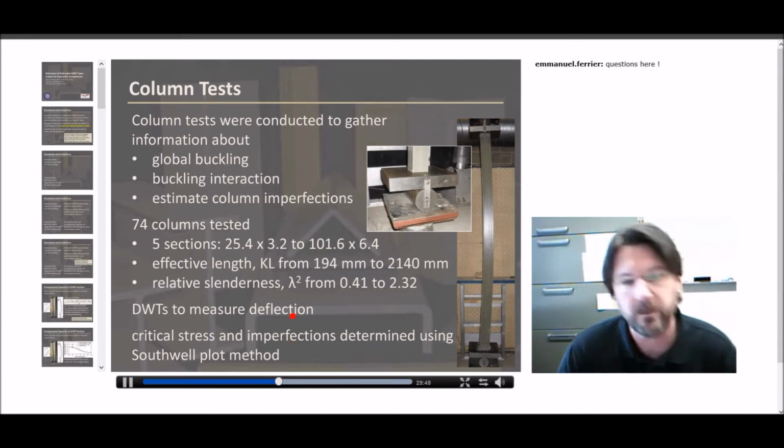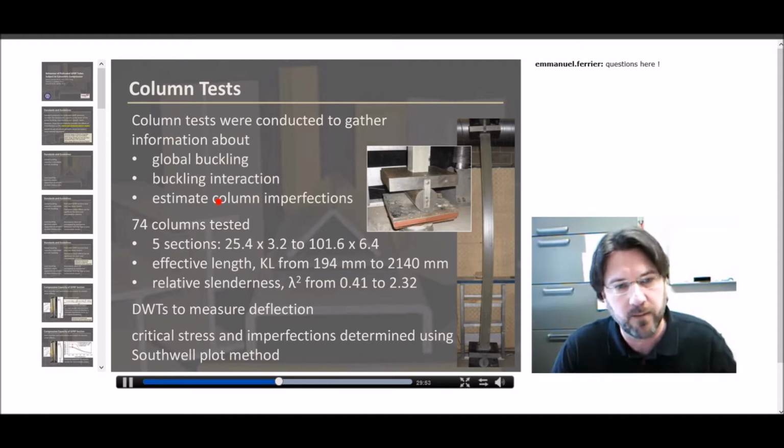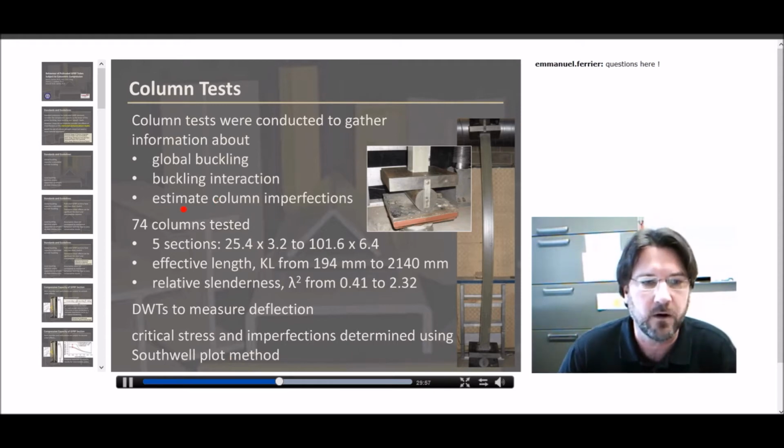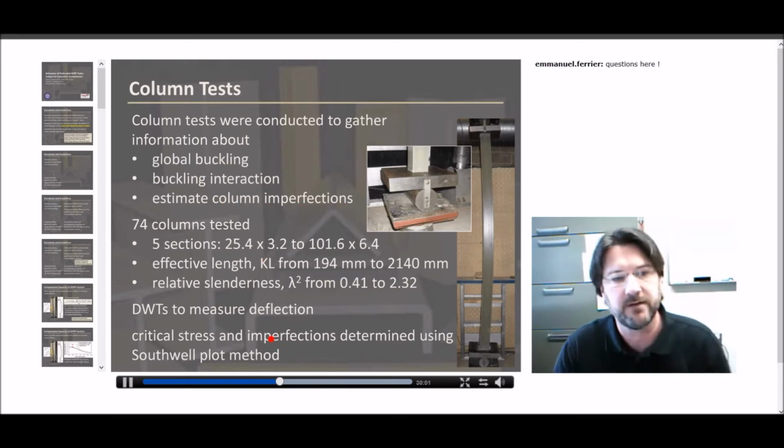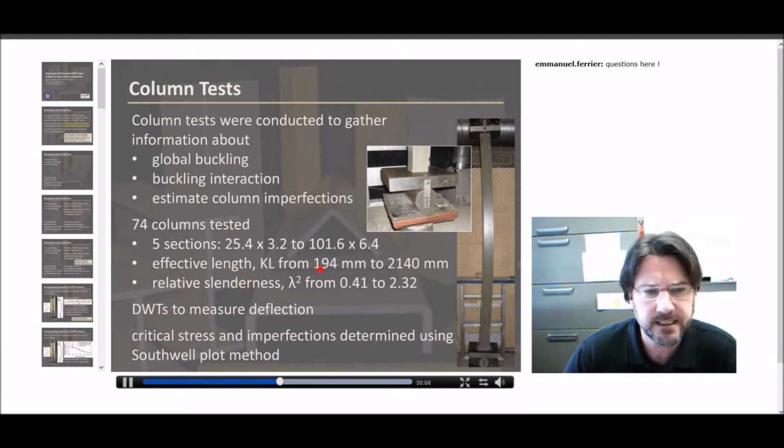We then went on and did a large series of column tests where now we're looking at global buckling and the interaction between global and local buckling, and also as a means of estimating column imperfections. There were a total of 74 columns tested. Of the 5 sections we've discussed, the effective length varied from under 200 millimeters to over 2 meters, and the slenderness varied significantly from about 0.41 to 2.3.